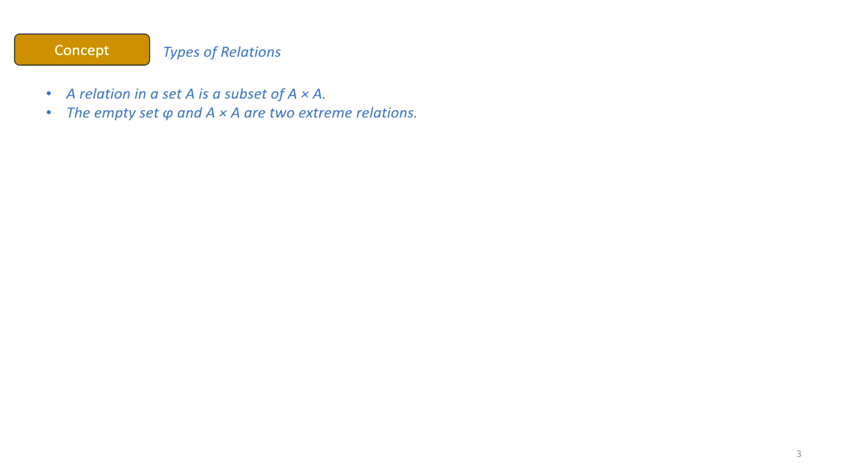A relation in a set A is a subset of A cross A. The empty set, that is null, and a set with all elements of A cross A are two extreme examples of a relation.